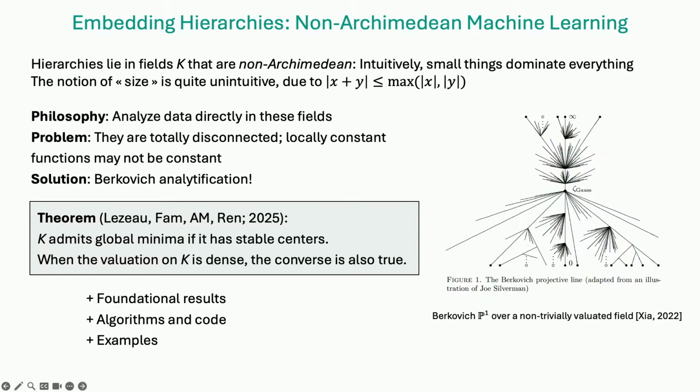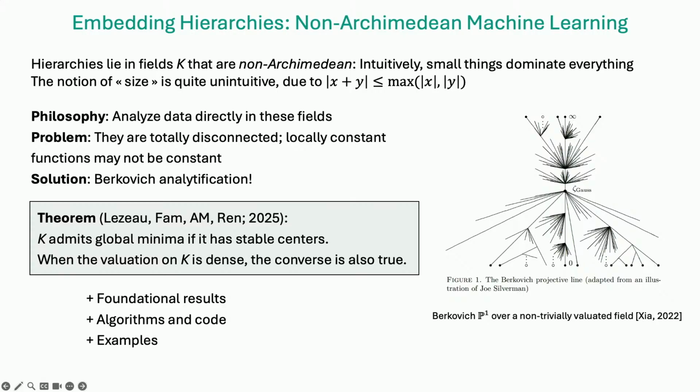But I argued before that this can be problematic. You can lose some structure of your original data if you do that. So the idea here is, why don't we just do it in the original space? But this space is hard to work with. These non-Archimedean fields are totally disconnected spaces. So how are you going to do things like gradient descent, if you want to do machine learning? This is really difficult.